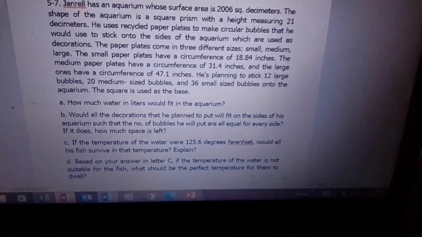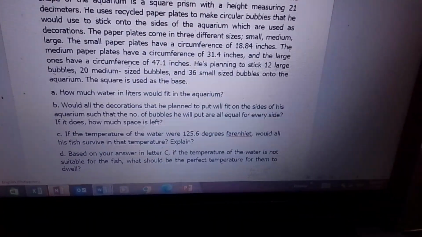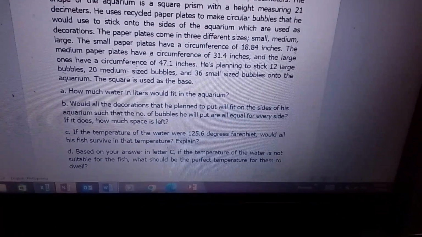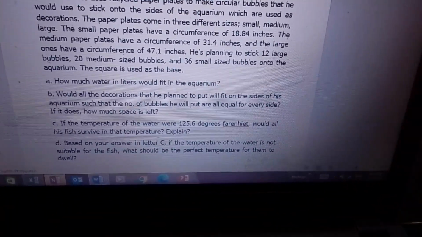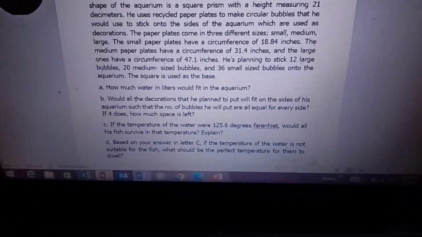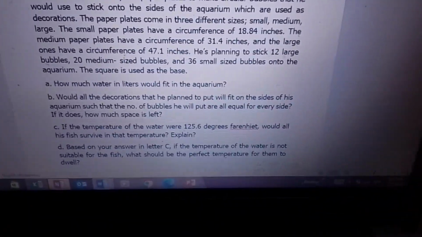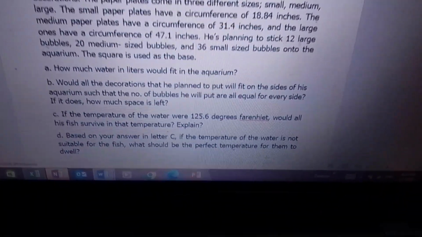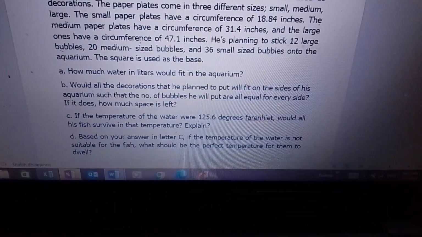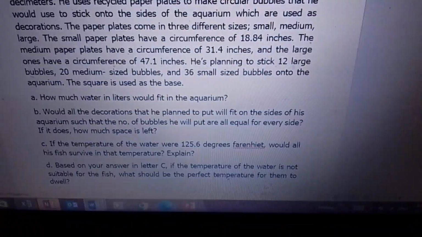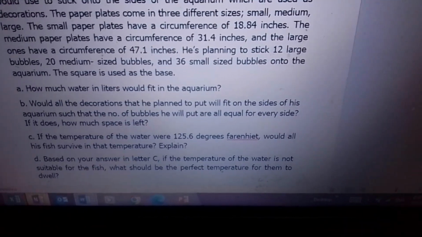Next, for letter C, this one talks about the temperature of the water. If the temperature of the water were 125.6 degrees Fahrenheit, would all of his fish survive in that temperature? Explain. Ayan. So this situation, it talks about the water. Kasi nga remember, you know naman fish, they need to swim in naturally temperatured water. But it says that the temperature is 125.6 degrees Fahrenheit.